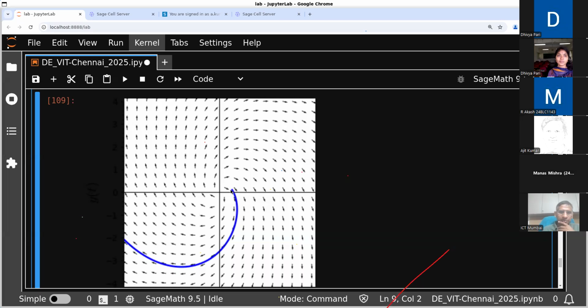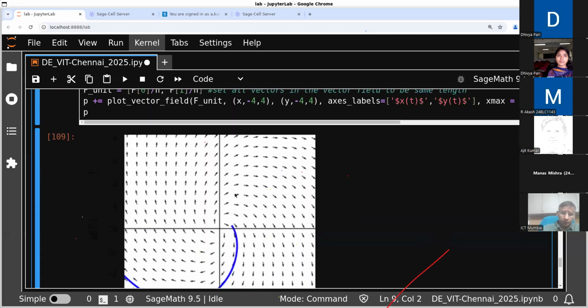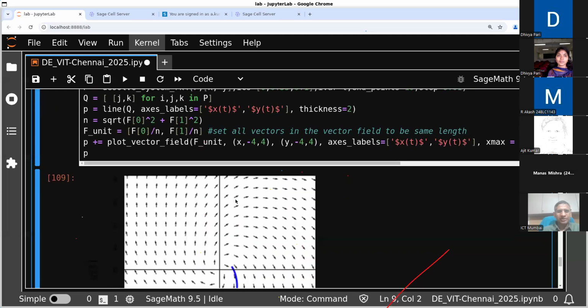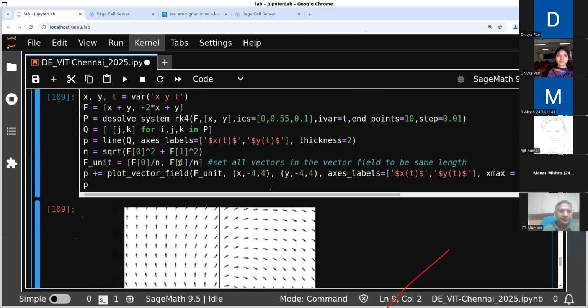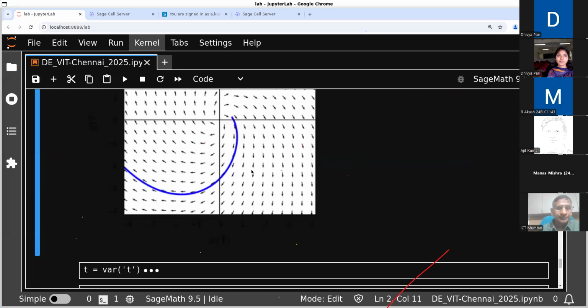x at t is around 0.55 and y at 0 is 0.1 something. Okay, so this is how the solution looks, and this is the slope. You can also plot the slope field about the x-axis and about the y-axis, but in this case both are linear, so it will look like a straight line. This is linear in x and y, so it will look like a straight line passing through the origin.